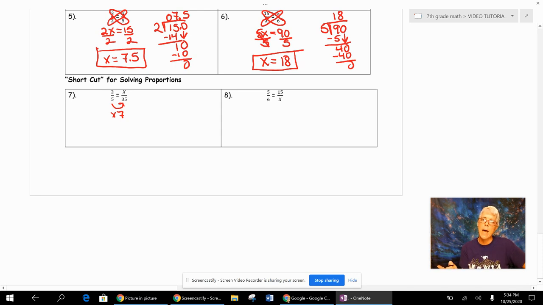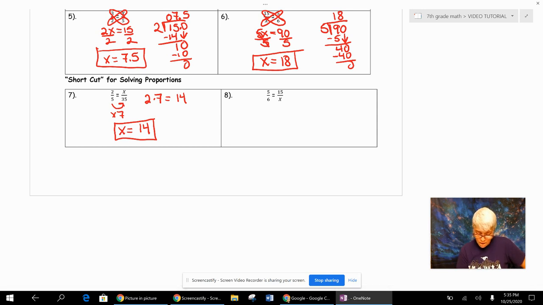Now, this is when we go back to equivalent fractions. Remember when you had to create an equivalent fraction? Whatever you multiply the denominator by, you have to multiply the numerator by. Well, 5 times 7 is 35. What is 2 times 7? That's right, 14. So instead of cross multiplying and dividing, I was able to just create another equivalent fraction. It's the same thing. Equivalent fractions are proportions.